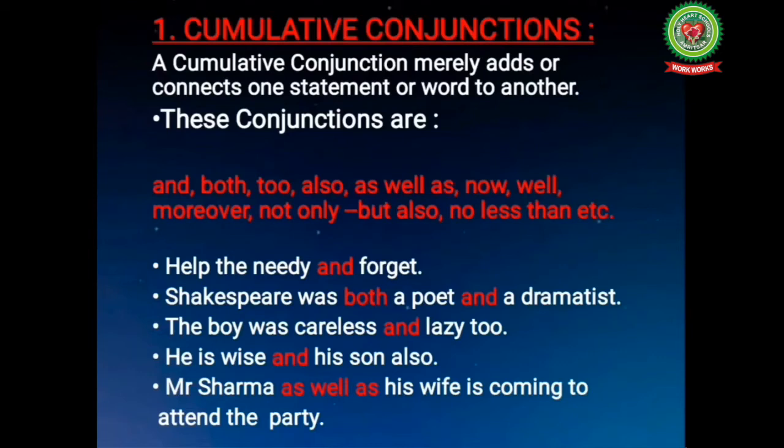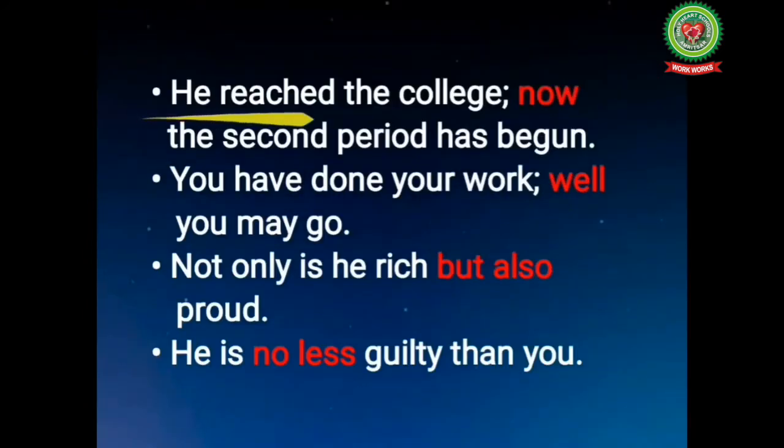See more examples. The boy was careless and lazy too. He is wise and his son also. Mr. Sharma as well as his wife is coming to attend the party. He reached the college. Now the second period has begun. You have done your work. Well, you may go. Not only is he rich but also proud. He is no less guilty than you. In all these sentences, cumulative conjunctions have been used to show related ideas.